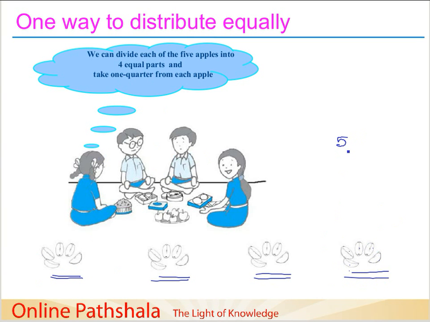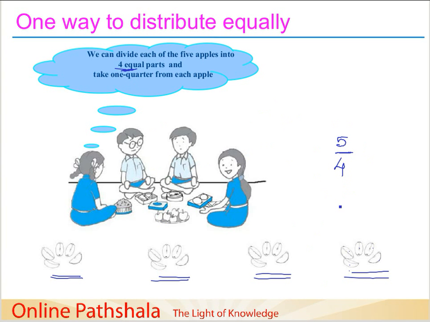Because there are 5 apples, everybody is getting 5/4 of each apple. And then for the denominator, we need to figure out how many parts the whole was divided into. Since there are 4 friends, they divided each apple into 4 equal parts. Hence the denominator is going to be 4.